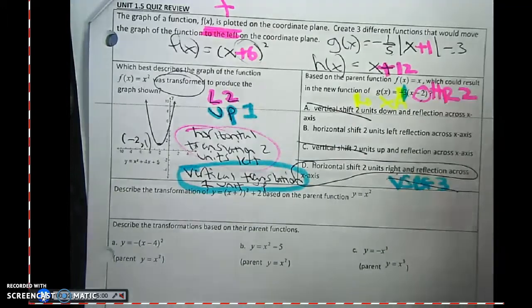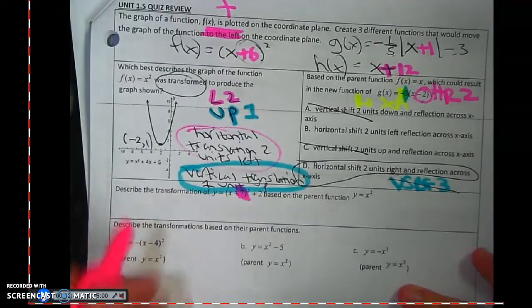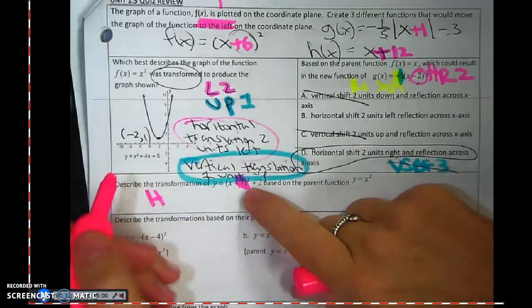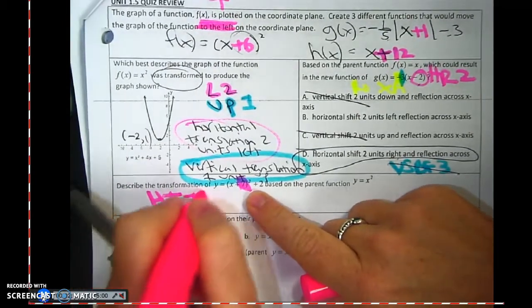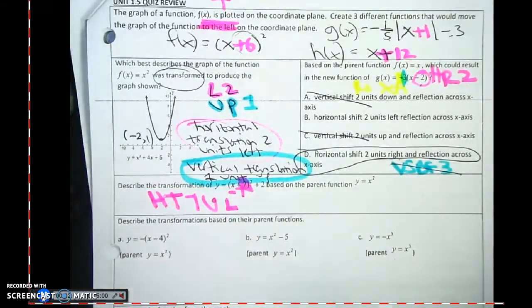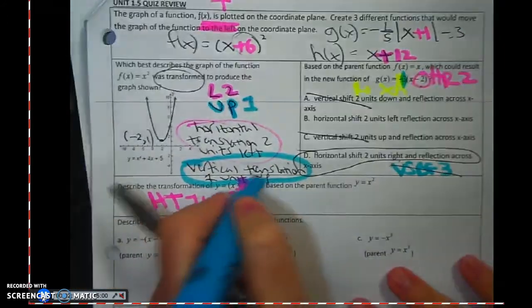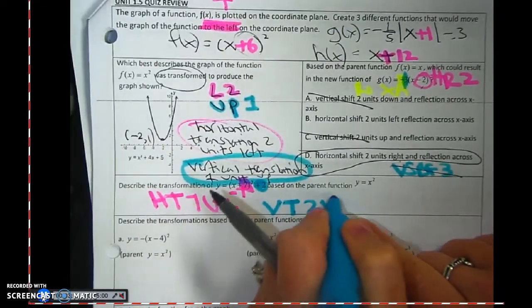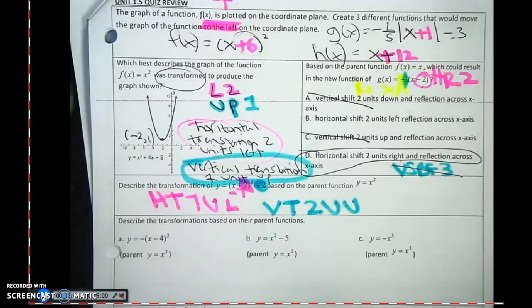All right, describe the transformation. Horizontal translation, 7 units. Now remember, you can't write what I'm writing on the test, but you can do this for the practice. Positive 7 really means negative 7, to the left. And then the positive 2, vertical translation, 2 units up. Okay, let's go to the next one.